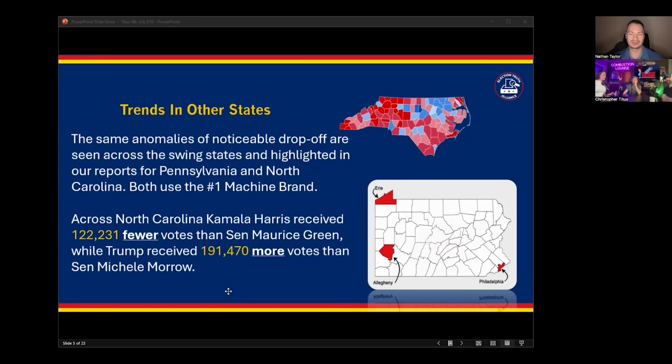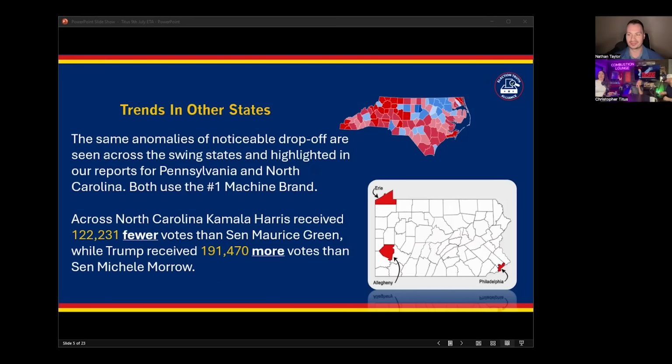If you're changing things with the tabulators and you're causing a drop off, we are seeing across North Carolina, all of the counties with the numbers, we're seeing that Harris is getting 122,000 less votes than the down ballot Democratic senator candidate. Or in this case, no, it's the superintendent actually in North Carolina. Wow. So this isn't the senator, this is the superintendent. Okay. And then Trump is doing the opposite. He's getting 191,000 more votes in that case.